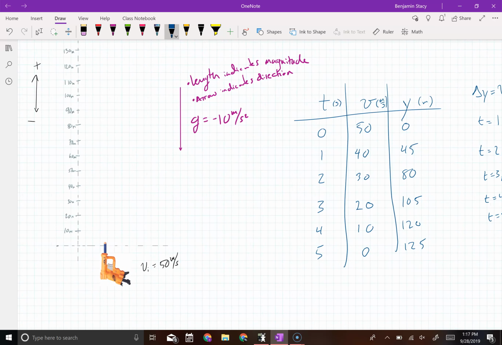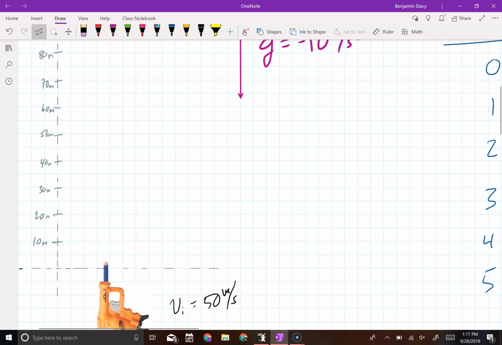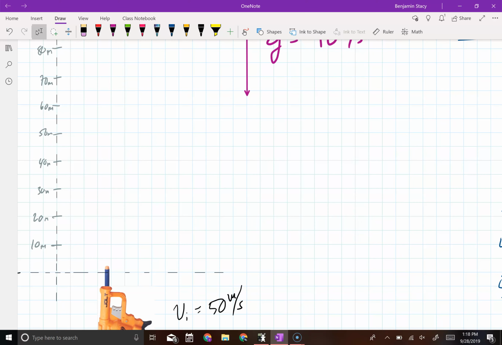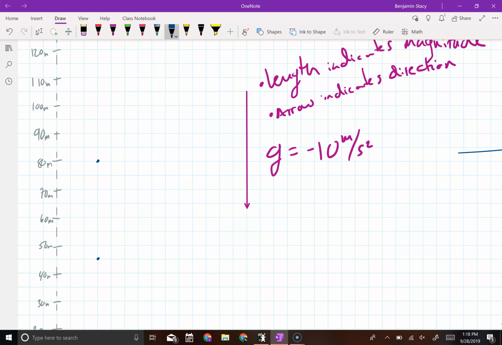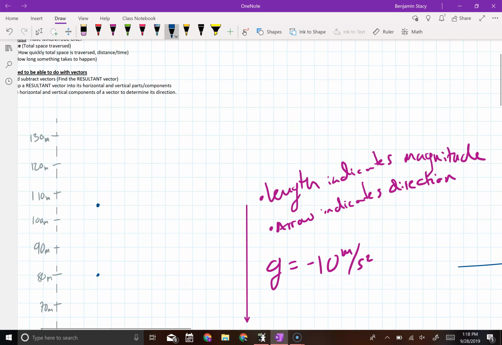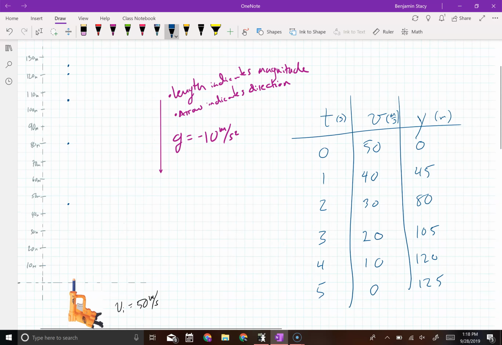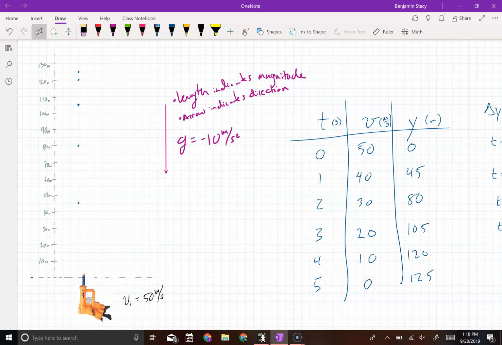Let's just mark them. At 1 second, we were at 45. So let's say we launch from here. We get 45 is right there. At 2 seconds, we're at 80, I think. And then we're at 105, 3, 4 seconds, we're at 120, and at 5 seconds, we're at 125. Did I do that right? Let's check the table. 80, 105, 120, 125.